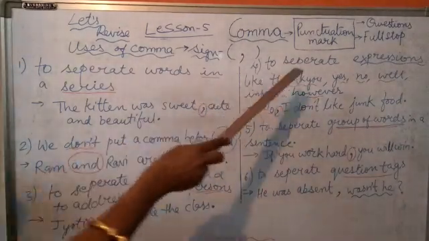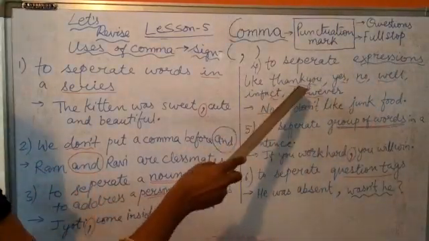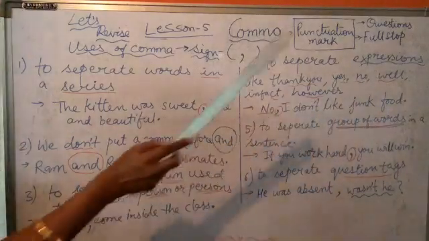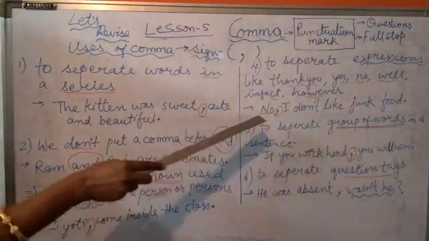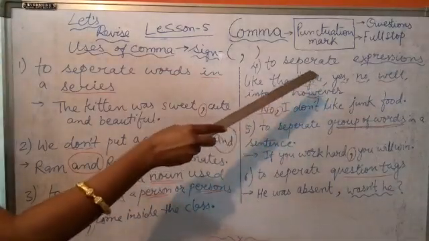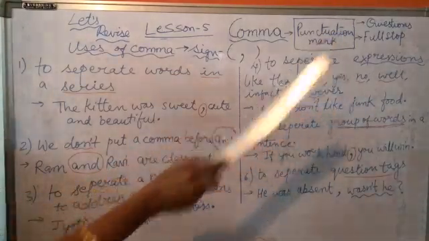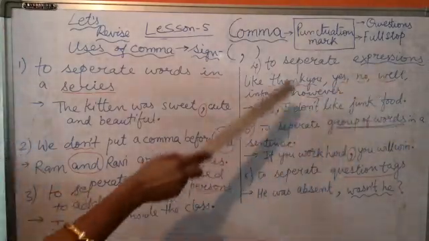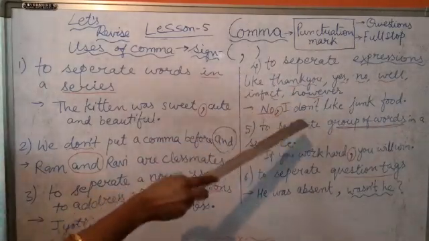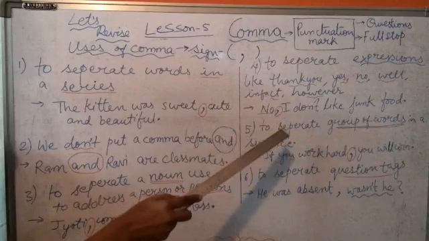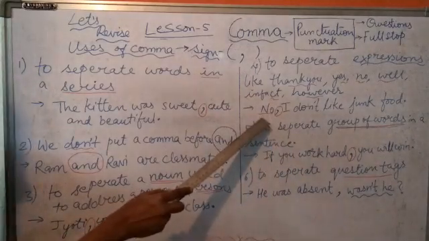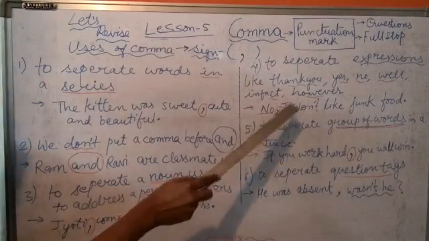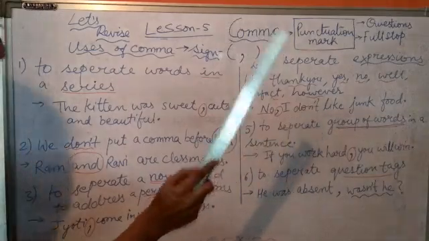Number 4, to separate expressions like thank you, yes, no, well, in fact, however. Now, these are words of expression. For example, no, I don't like junk food. Now here, according to the rule, we have to put a comma with the word of expression. No is a word of expression. So, we have used a comma after no according to the rule to separate the sentence.